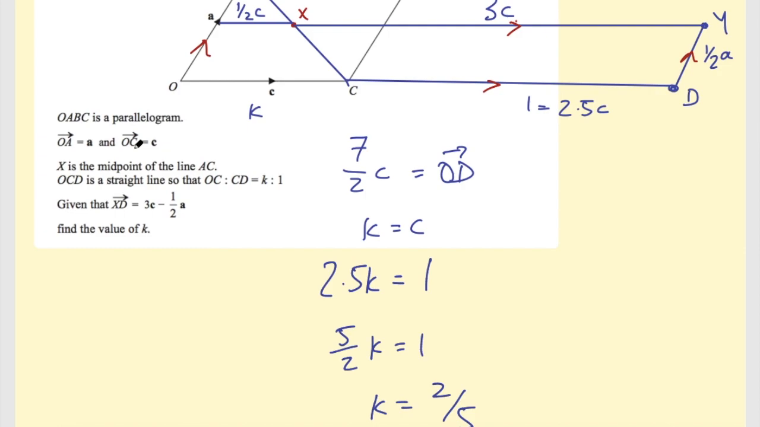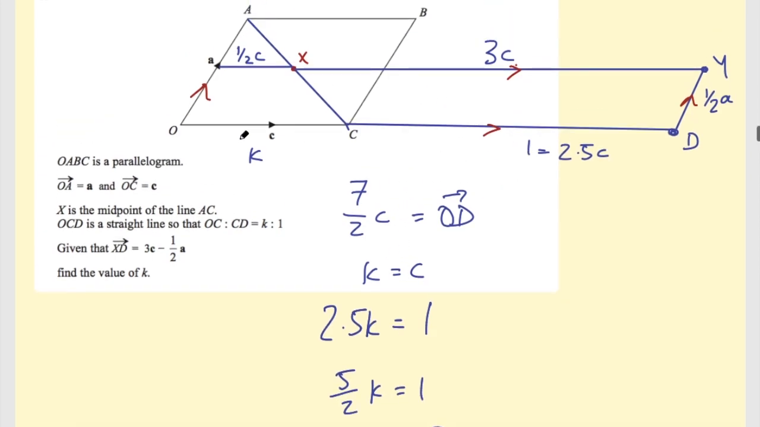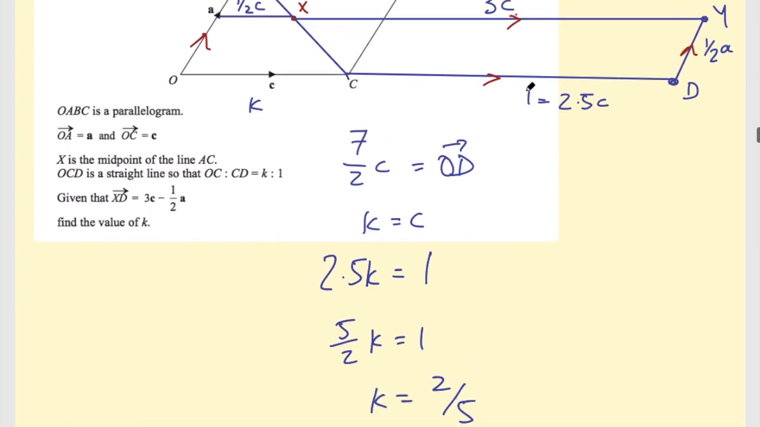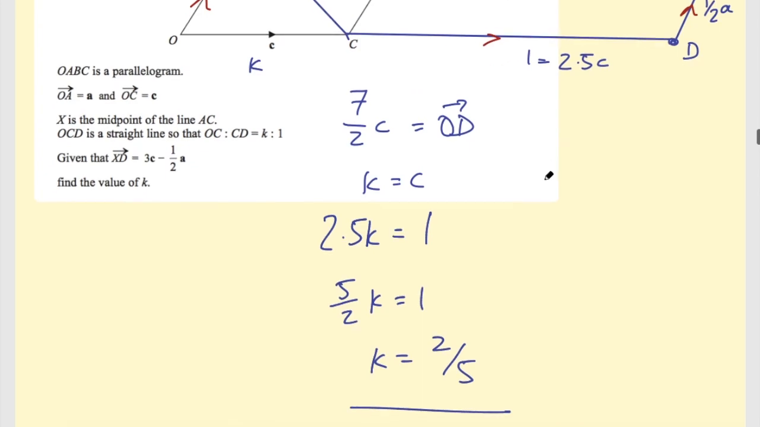Let me just reiterate what I did there. We said that this whole length was 3.5 C. If K is equivalent to 1 lot of C, in this ratio 1 was equivalent to 2.5 lots of C. Therefore K is 2/5 whatever unit this is. So this ratio would be 2/5 to 1. So this length is 2/5 of this length. I hope that makes sense.